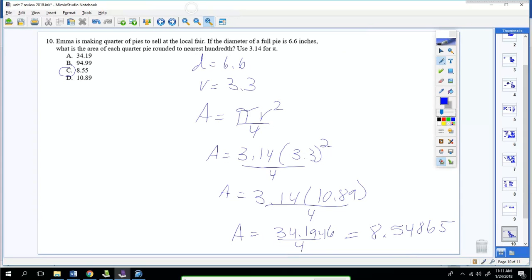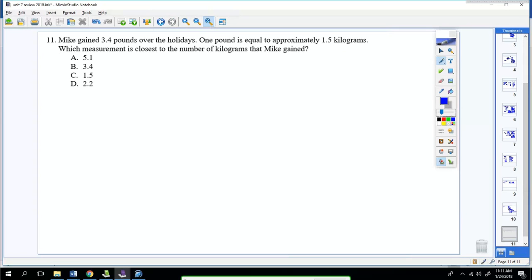All right, last one. Mike gained 3.4 pounds over the holidays. 1 pound is equal to approximately 1.5 kilograms. Which measurement is closest to the number of kilograms that Mike gained? Well, right here, every time it says 1 pound is equal to something, that's your first ratio. So 1 pound is equal to 1.5 kilograms.